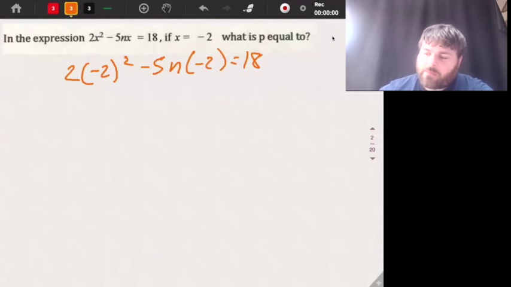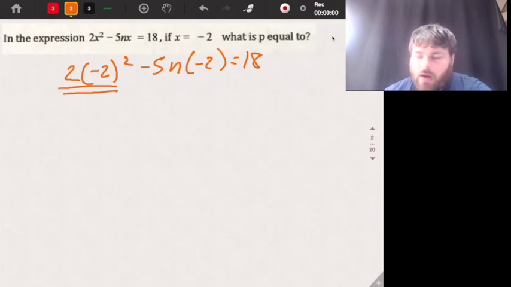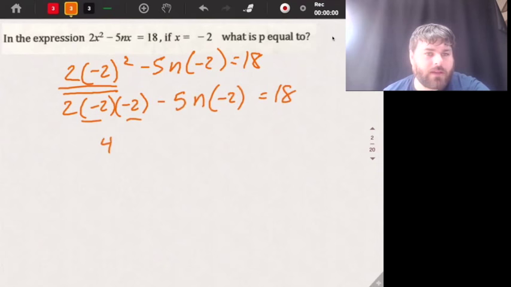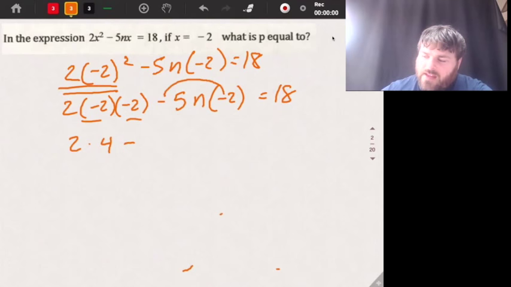All right, here we go. So let's simplify. We should do the squaring first. So we square the -2. -2 squared means -2 times -2. All right, -2 times -2 minus 5 times n times -2 is 18. All right, -2 times -2 is +4, right? Two negatives multiply to be a positive. Got 2 times 4 minus, now actually technically here we've got two negatives that are being multiplied. The n's in the middle, but I'm allowed to move the n over to here if I want. If I move the n to the right, I have -5 times -2, which gives me a +10n. And that's going to equal 18.